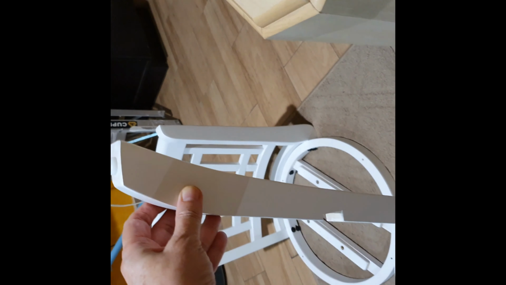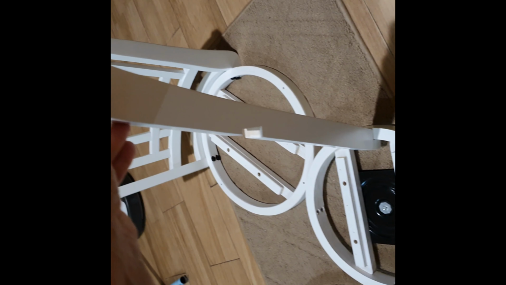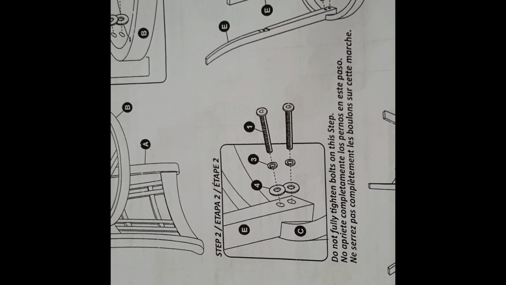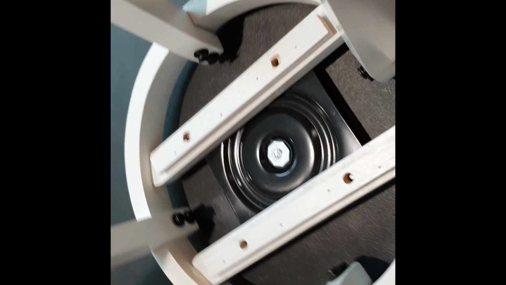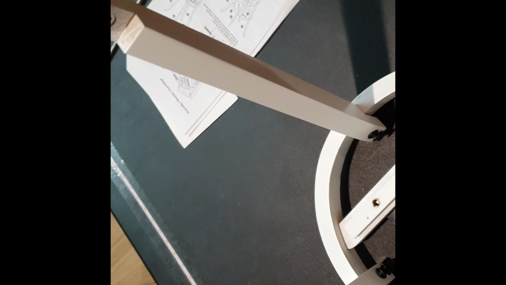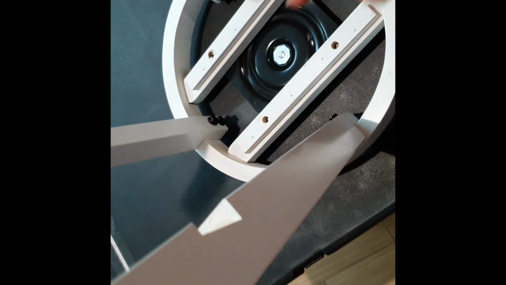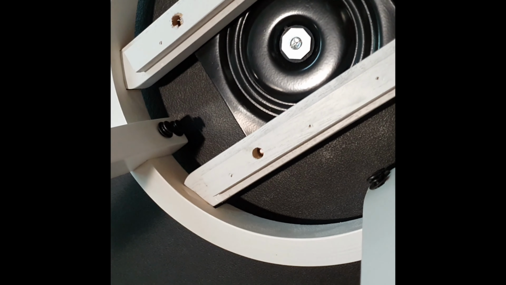The leg curve goes to the outside. To the outside of the ring. Do not fully tighten bolts on this step. This is very important. Legs should be just like this, slightly loose, so you can attach the other round part for the foot. So at this point, just leave the legs like that. You have all.